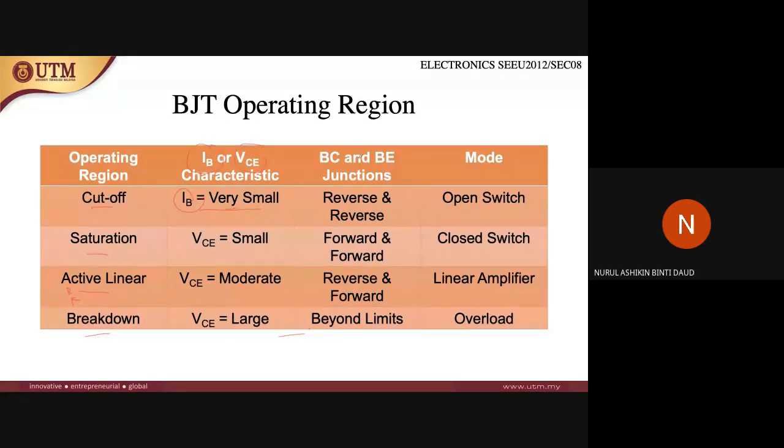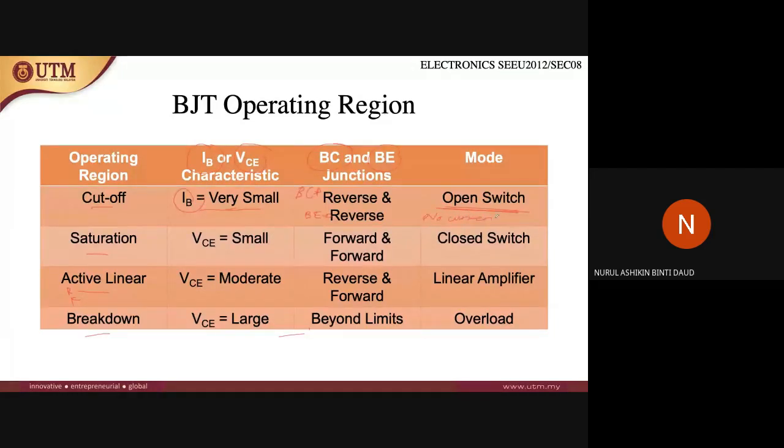Be careful. For this row, it is either the junction for BC, which is base collector, and also base emitter. So for cut off, IB is very small. The junctions for base collector and base emitter are both in reverse mode. And it makes the transistor an open switch. Open switch means there is no current flow.